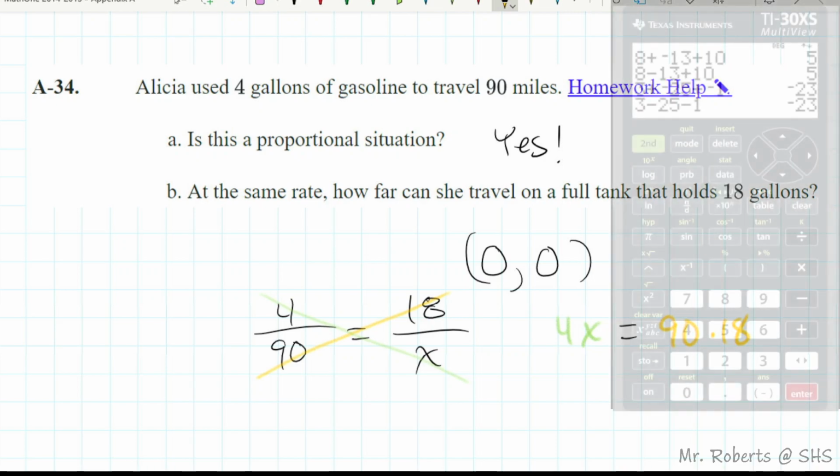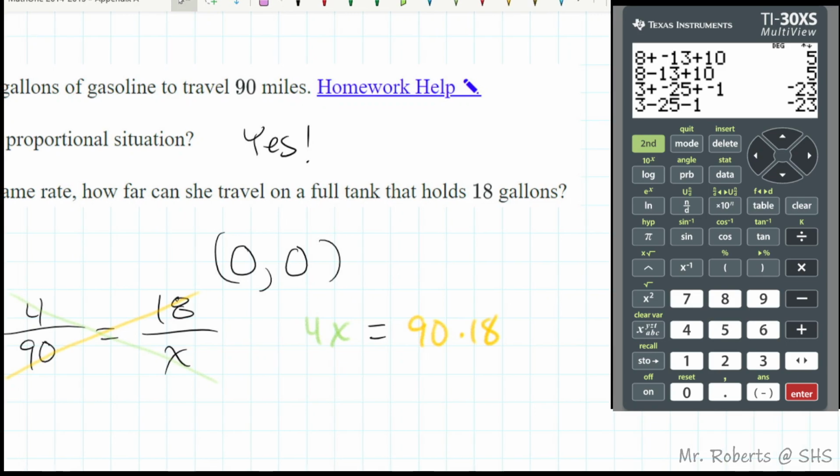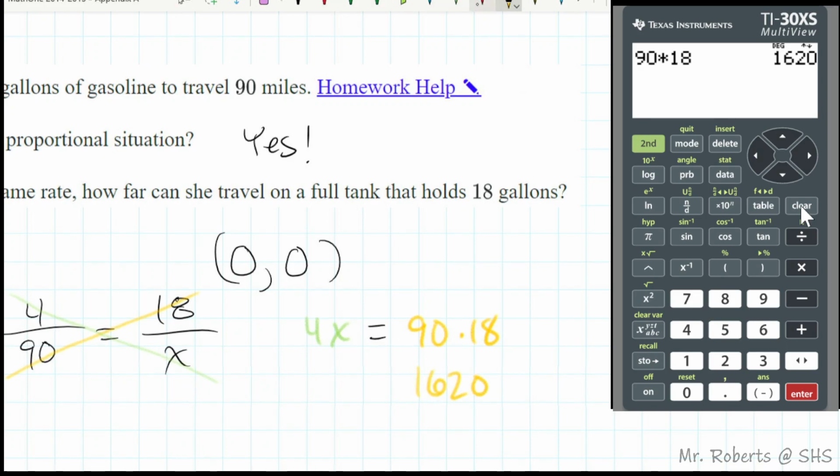Let's grab my calculator. And on my calculator, I'm going to just go ahead and go 90 times 18. Clear. It's going to go 90 times 18. 90 times 18 gives me 1,620 on this side. Over on the other side, we've got the 4x is equal to that.